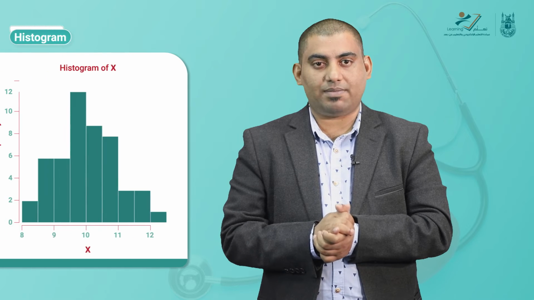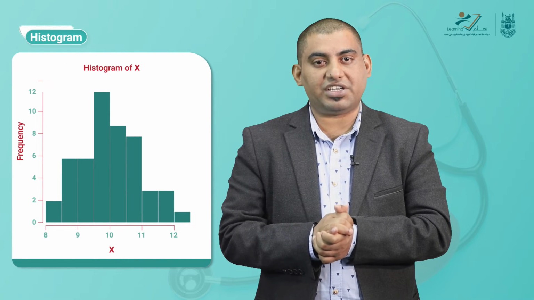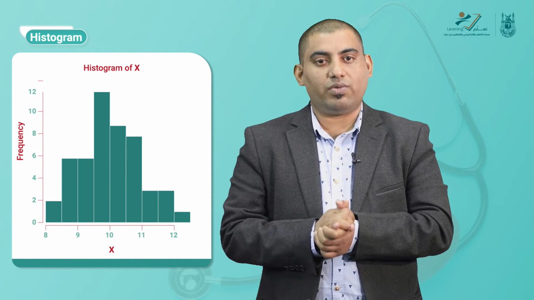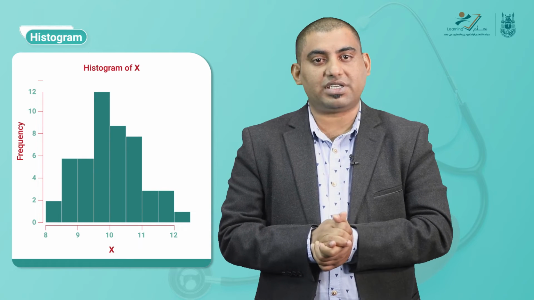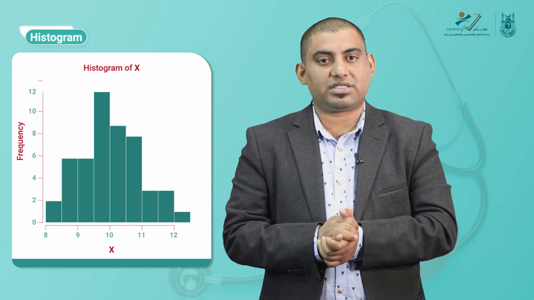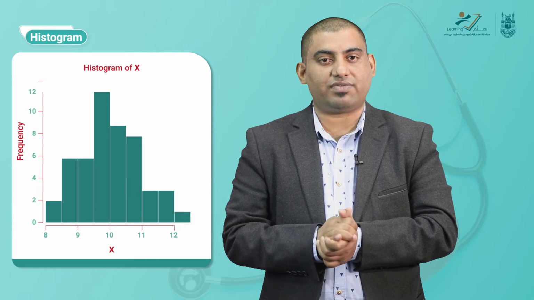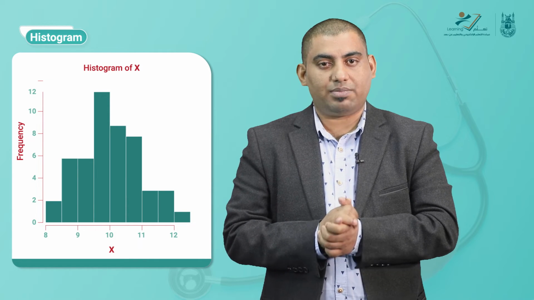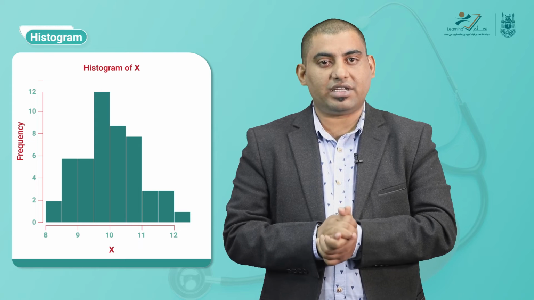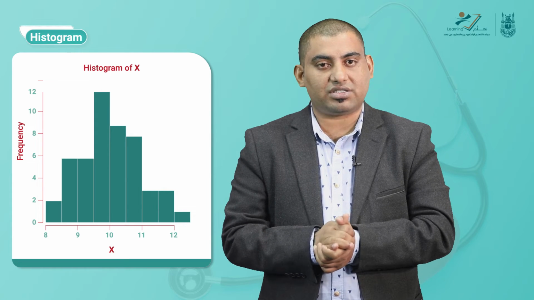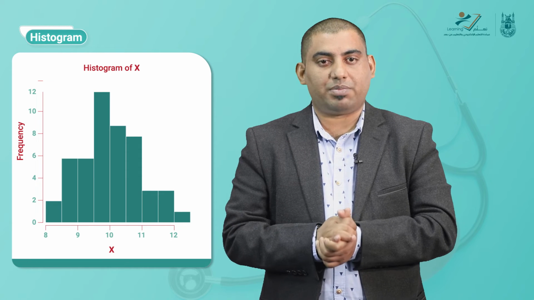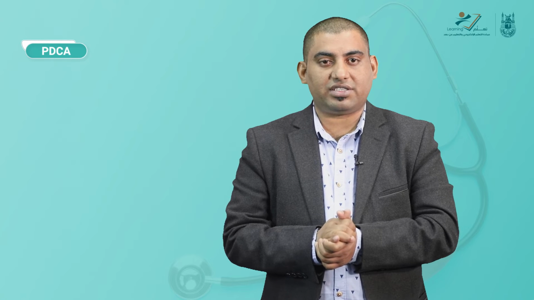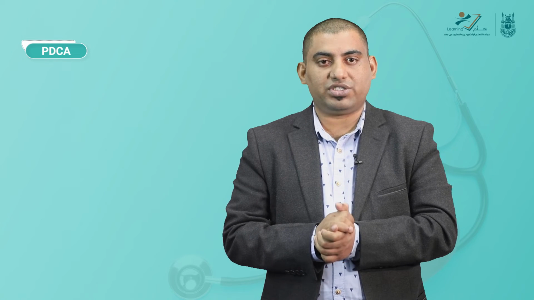Then we have the histogram. A histogram is a picture of variations or distributions where data has been grouped into cells and their frequency represented as bars. It is convenient for large amounts of data, particularly when the range is wide. It gives a picture of the extent of variations, highlights unusual areas and indicates the probability of particular values occurring. Then we have a very important one, that is PDCA: plan, do, check and act.